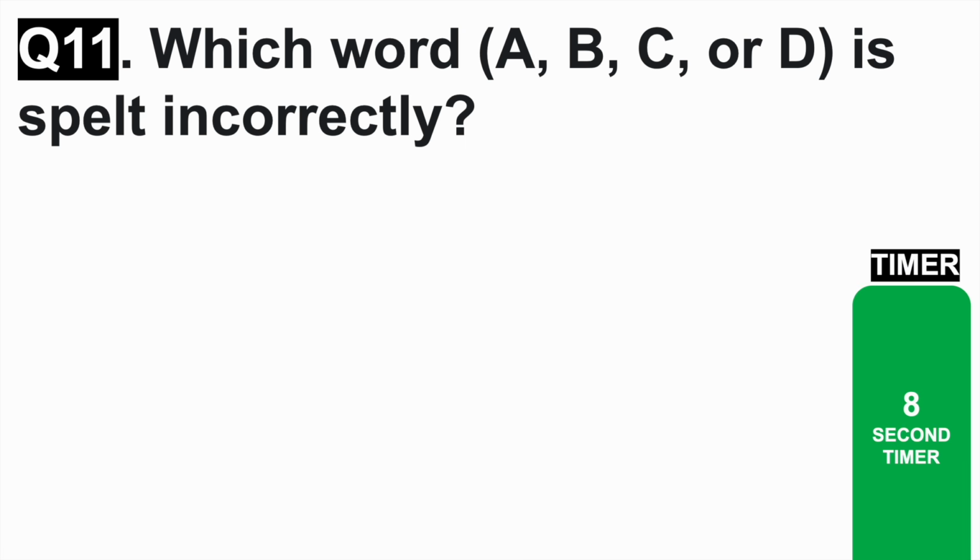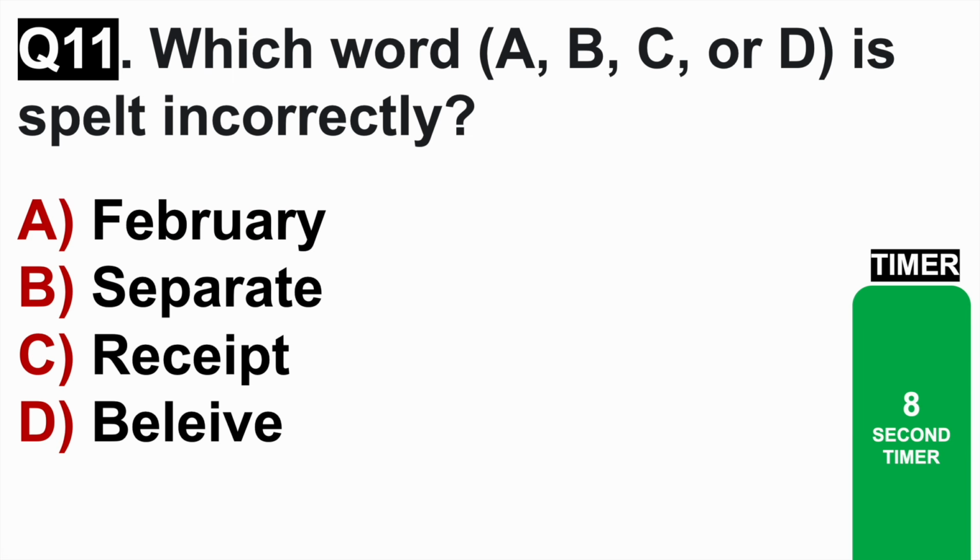Fantastic. Well done. One more. Question 11. Which word A, B, C or D is spelt incorrectly? A, February, B, separate, C, receipt or D, believe. Only one of them is spelt incorrectly. Can you see which one it is?